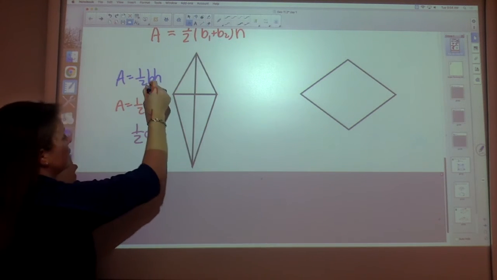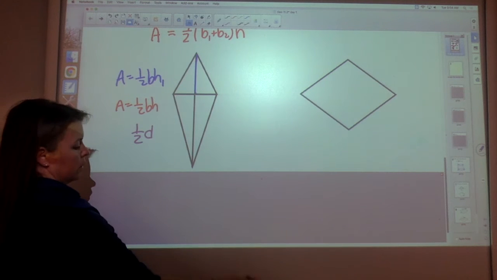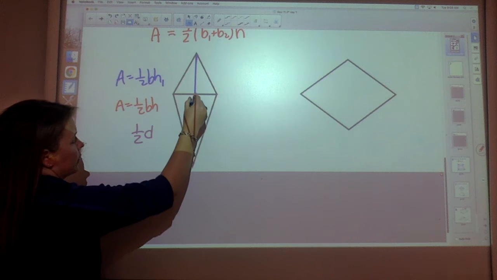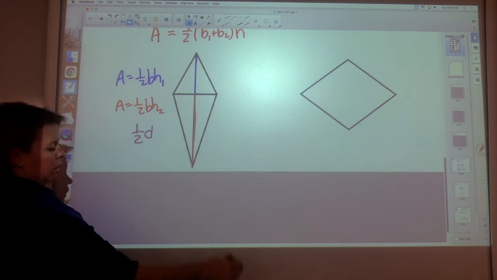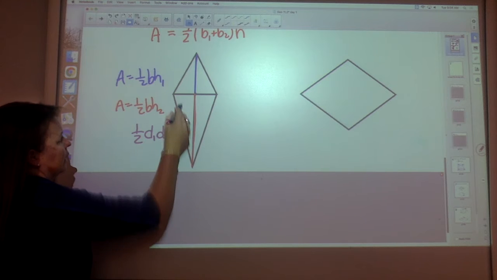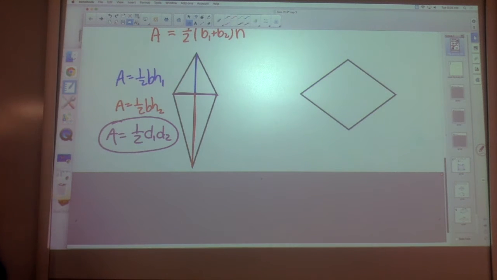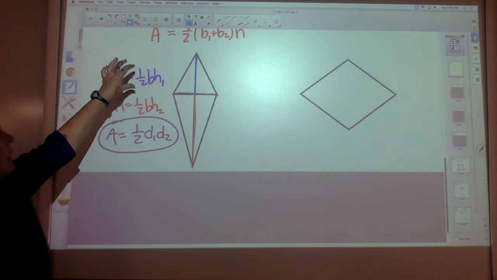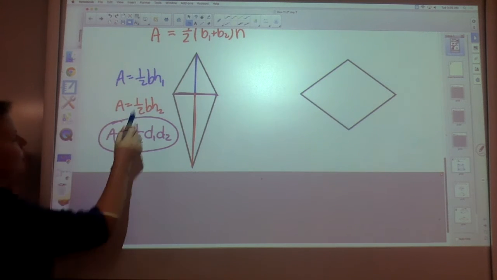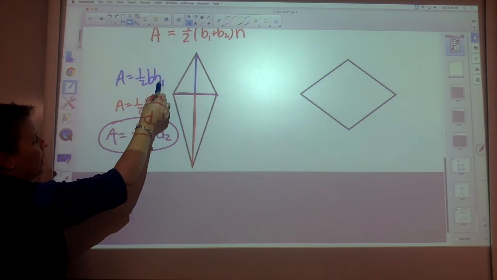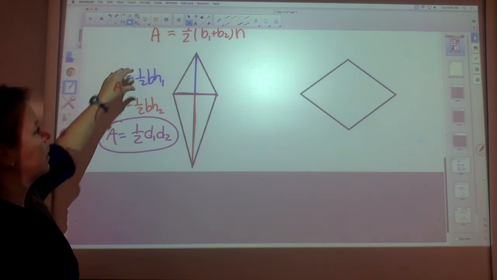Where are the other bases? Or where's the height? The height would be this height, h1, plus this height, h2. If I added my two heights together, h1 plus h2, it actually makes the second diagonal. Here was our first diagonal, there's our second diagonal. So we're going to base our kite off of two triangles. But instead of taking the area of the first triangle, the area of the second triangle, and adding them both together, we can combine these two formulas and say, well, one of the bases is diagonal 1, and the other bases, or the heights, combined is diagonal 2. So we don't have to find triangle plus triangle every time.